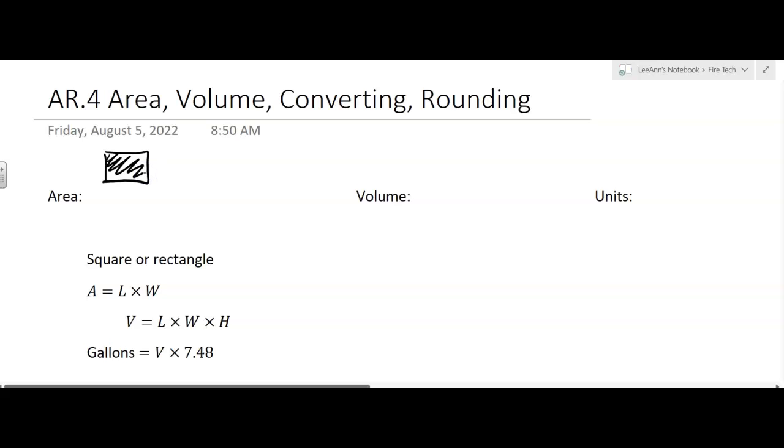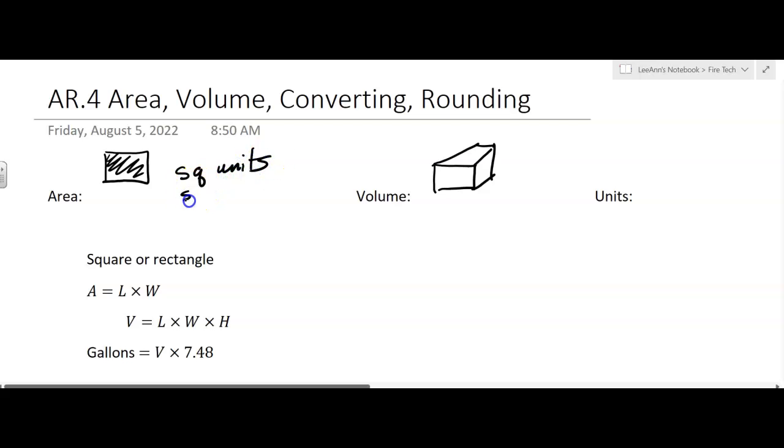Okay? Volume is when we have a three-dimensional figure. I'm not super great at drawing these. Like maybe a swimming pool, and we're trying to figure out the capacity or how much that swimming pool holds. So volume, area is a square unit, square units.